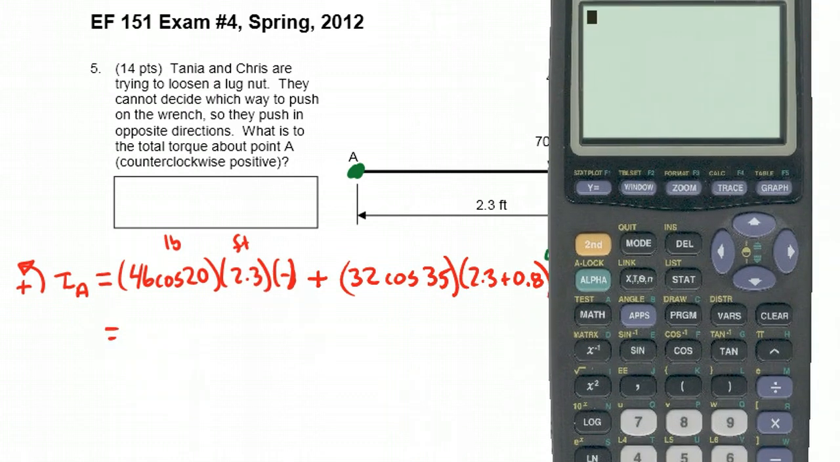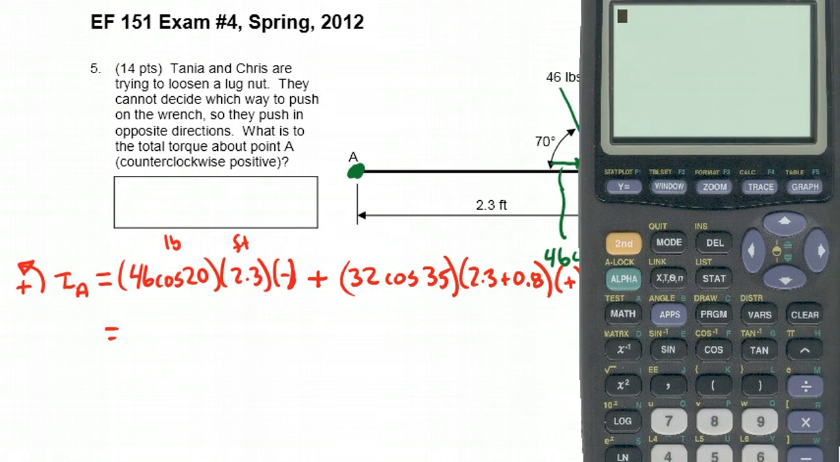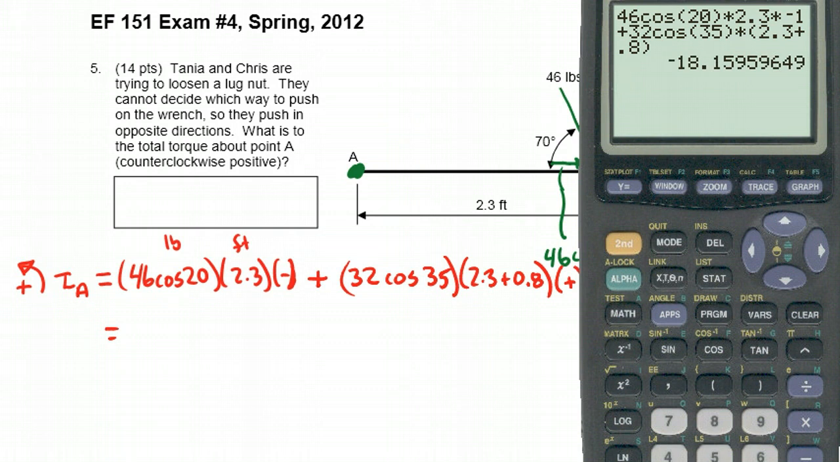So we'll bring in our calculator, figure that out. 46 cosine 20 times 2.3. Oops, I forgot my parenthesis there. Okay, and that's going to be a negative, so I'm going to multiply by -1 because I forgot that. And then plus 32 cosine 35 times 2.3 plus 0.8, and it's going to be positive. So the answer comes out to be 18.1, or rounded off 18.2, and it's negative, so minus 18.2. Again, this was unit of pounds, this is unit of feet, so it's foot-pounds.